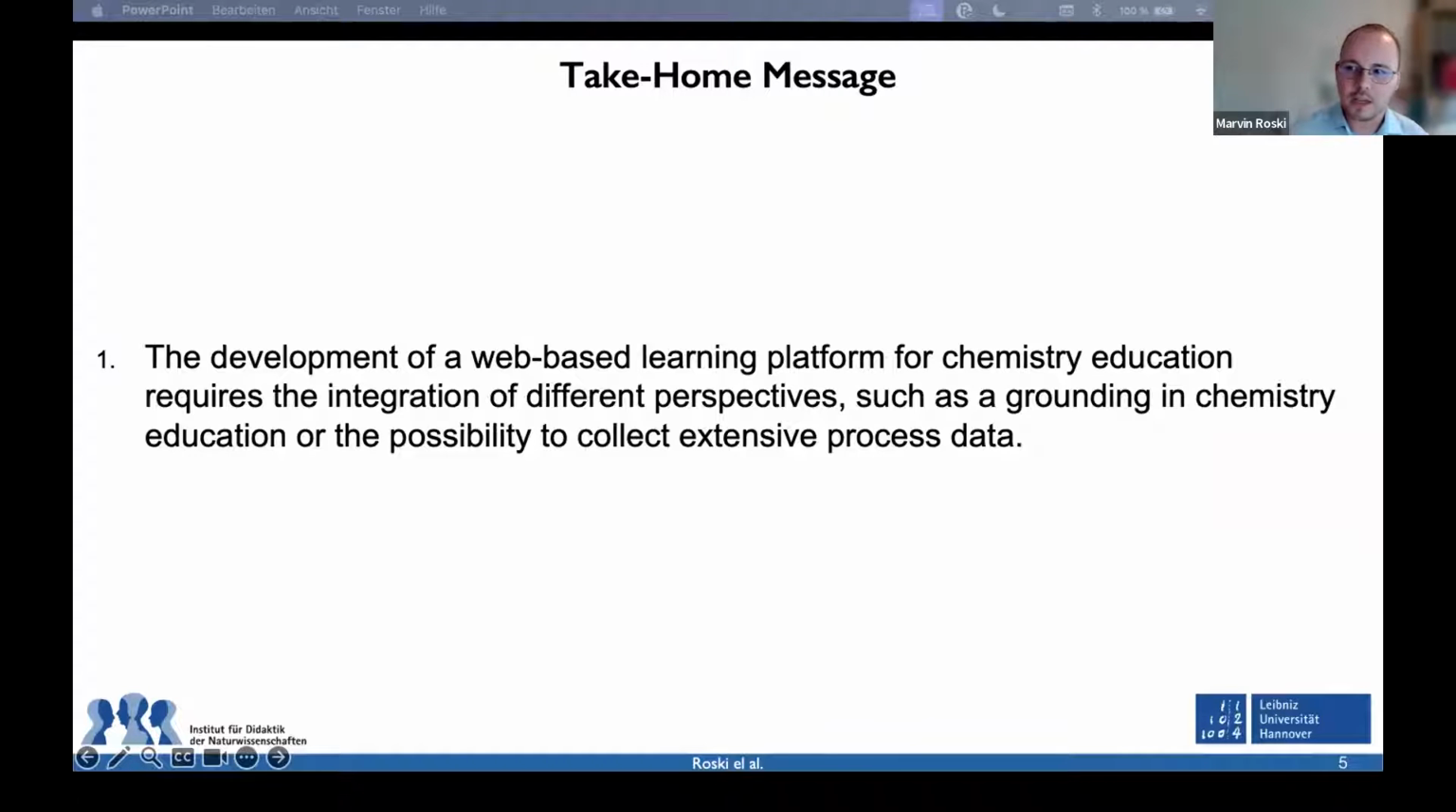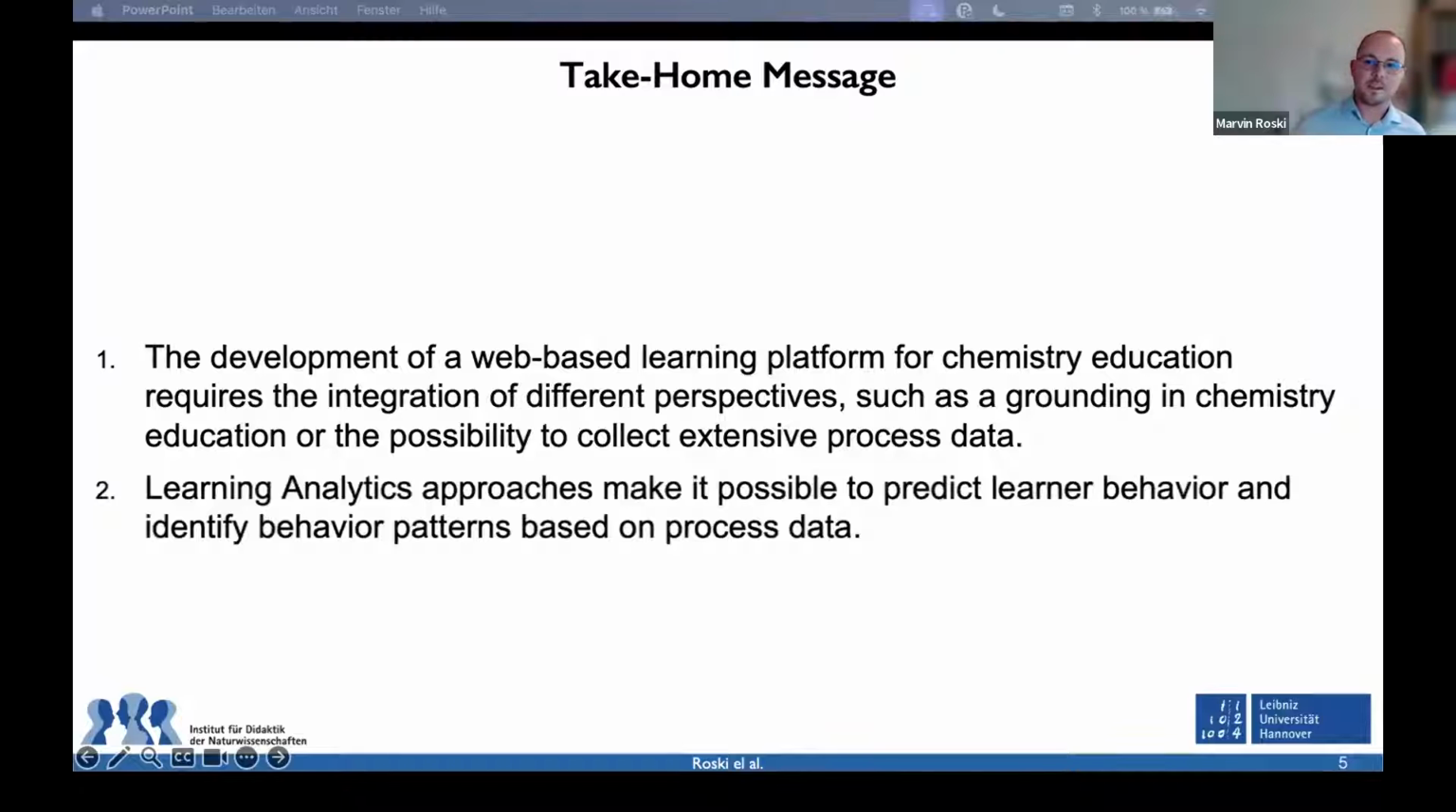In particular, I will talk about the different perspectives that we considered and that had an influence on the design of the platform. And second, I would like to discuss the mined data, which is collected in the form of log files, and describe possible applications using two examples. One is an AI-based dropout prediction, and the other is a cluster approach to analyze usage behavior.